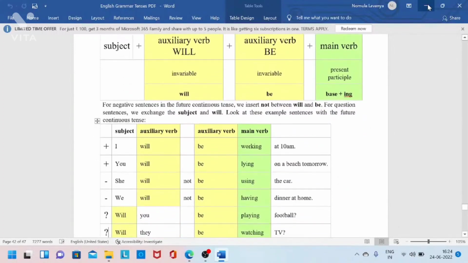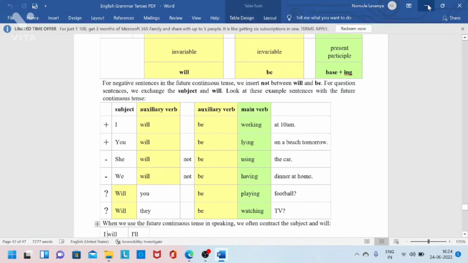I will be working at 10 a.m. Okay, you will be lying on a beach tomorrow. These two sentences perfectly have "will be", right? "Be" is also used in the past, and it is also used here in the future tense. You will be lying on a beach tomorrow.